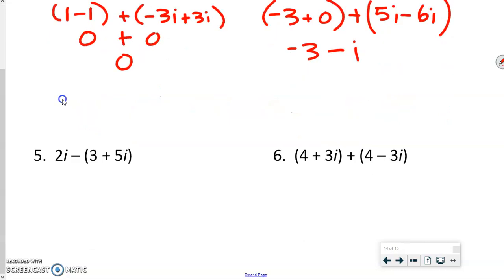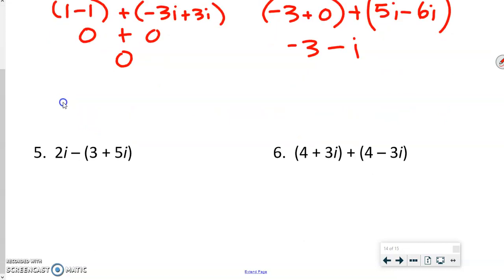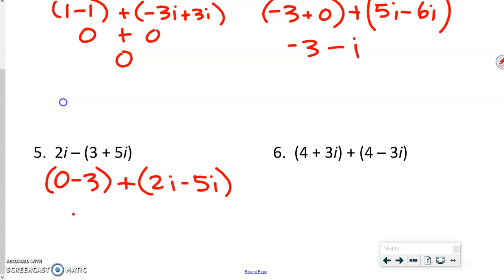Okay, let's scroll down to these other ones. So this time we don't have a real part in number 5, so I'm going to say 0 minus 3. And then I'm going to say plus my 2i minus my 5i. So that's going to be minus 3. And when I subtract the 5 from the 2, I get negative 3. So this is going to be minus 3i.